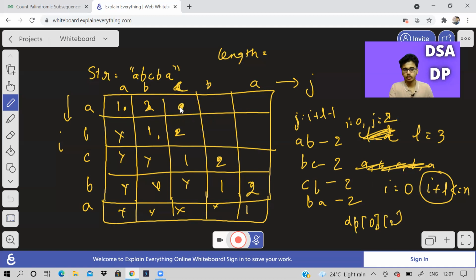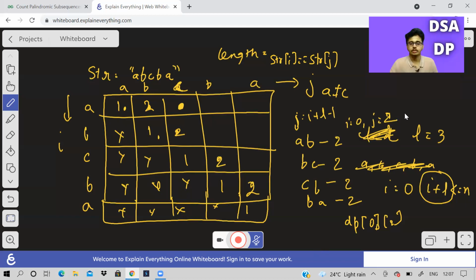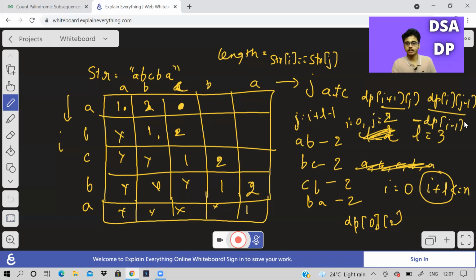So we are here, we are focusing here. So is the character str of I equal to str of j? What is str of 0? A. Str of j is C. A is not equal to C. So when the first and last characters are unequal, what has to be done? We should consider the prefix part, that is dp of I plus 1, j, and we should consider the suffix part, dp of I, j minus 1. Sorry, this is the suffix and this is the prefix. And we should subtract it from dp of I plus 1, j minus 1.